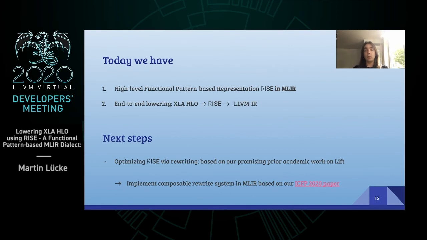Okay, so today we have a high-level functional pattern-based representation, RISE and MLIR, and an end-to-end lowering flow from XLA HLO via RISE to LLVM. And we have shown in prior academic work, for example LIFT, that this representation is very beneficial to perform high-level optimizations in a principled way via high-level rewriting. So the next step for us is implementing a composable rewrite system in MLIR based on our current ICFP paper.